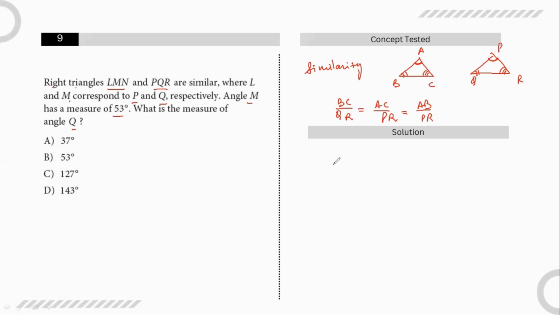Let's go back to the question. They are saying that triangle LMN is similar to PQR, and L and M correspond to P and Q. That means angle L is equal to angle P, and angle M is equal to angle Q. Angle M is given as 53 degrees. If angle M is 53, definitely angle Q will be 53. That was the question: what is the measure of angle Q, which is 53? That means option B is the correct one.